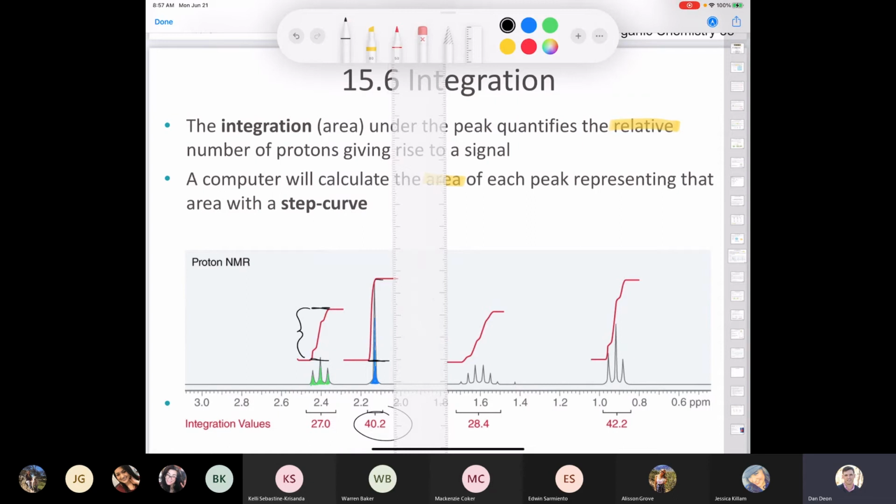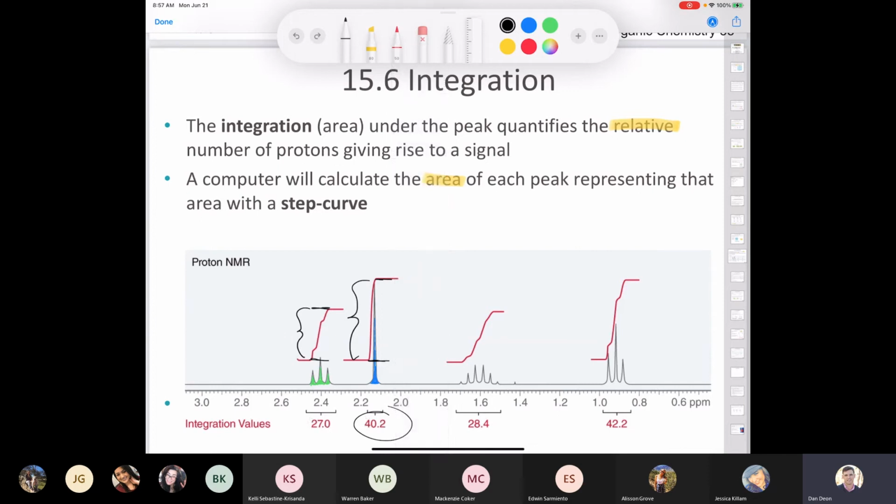You'd measure the height from here to here, okay? So you'd measure the height here, you'd measure the height here. But again, it's done for us. They give us the relative height. So if you didn't have these numbers down here, you could actually measure the distance between the top and the bottom of the step curve, and that would give you the relative numbers of protons.